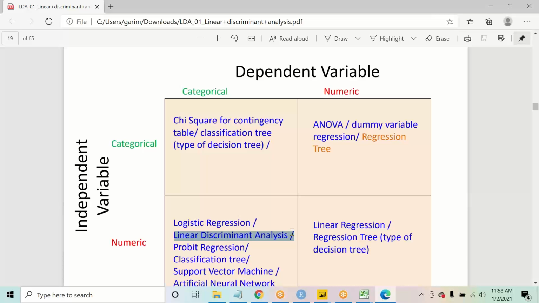So this is a small table. I will upload this PDF on the Google Drive, so you can all go through it and use it as a reference. This diagram can help you in deciding which model to use when.